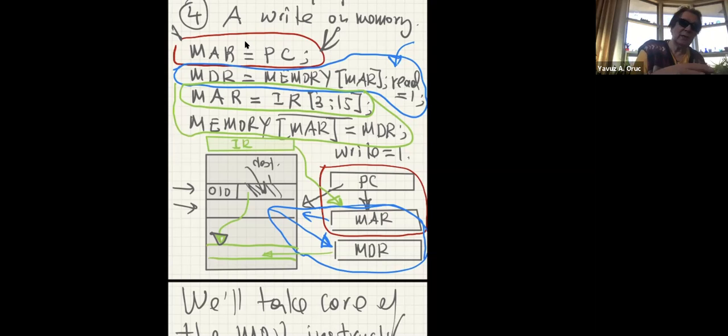I have to go into a location. I have to specify MAR. Where am I going to go into memory? MAR tells me. What am I going to get from memory? It has to go to MDR. What am I pushing into MDR?